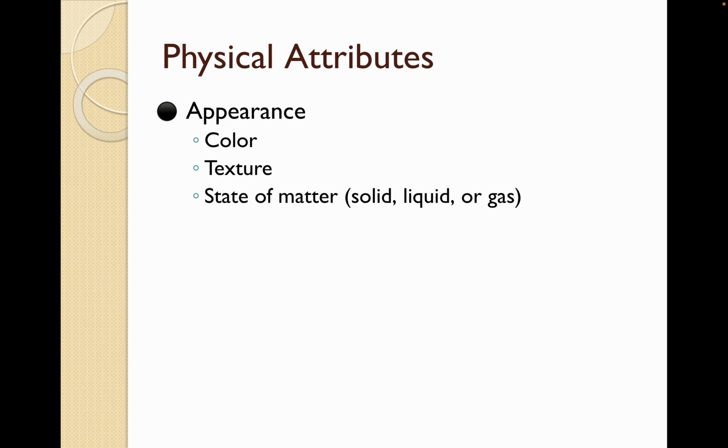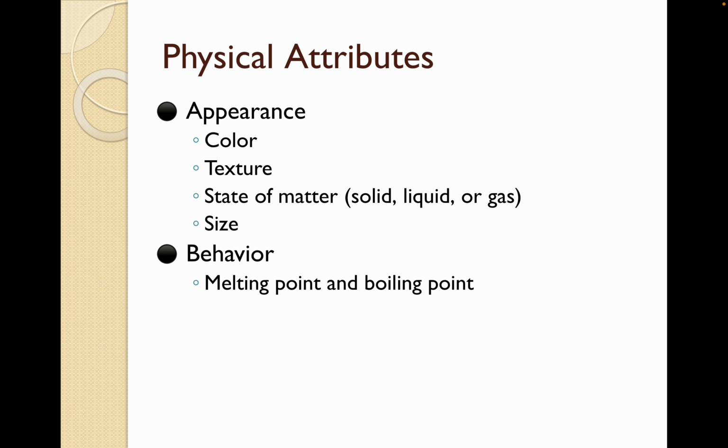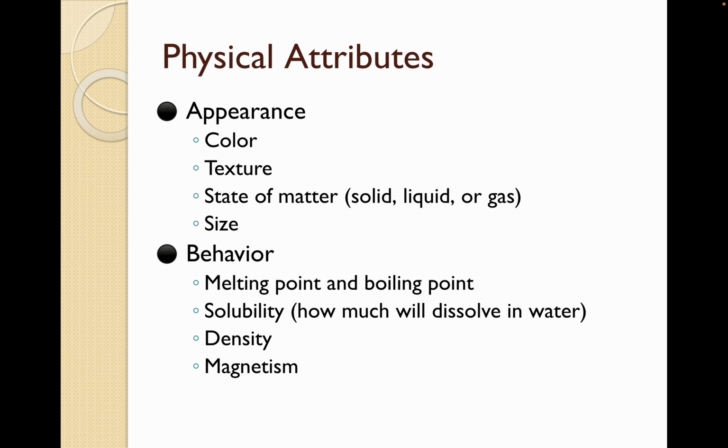Now, physical attributes or physical traits would be appearance, right? Color, texture, state of matter (solid, liquid, gas), size, and then behavior: the viscosity, melting point, boiling point, solubility. Solubility we know is how much will dissolve in water. Density, magnetism, those are physical traits because that is just like a trait of me and you. How nice am I? How mean am I?